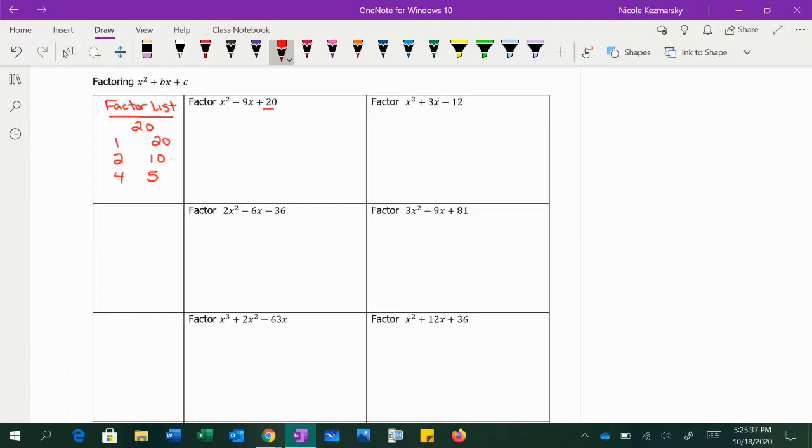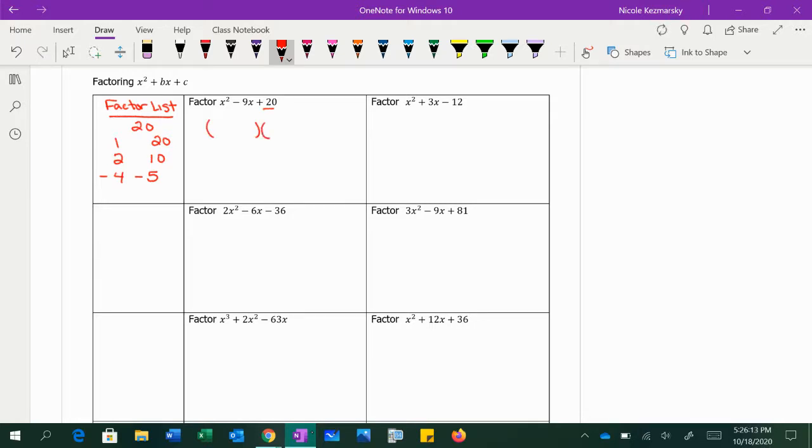I want to know which pair of numbers is going to get me a -9. How can I make a -9 using that pair of numbers? Well, 1 and 20 are too far away, right? 20 minus 1 is 19. 1 minus 20 is -19. I could get 21 out of that. That's not going to get it. 2 and 10, well, 2 plus 10 is 12. 2 minus 10 is -8. That doesn't get me -9, though. It looks like -4 and -5 is going to get me -9.